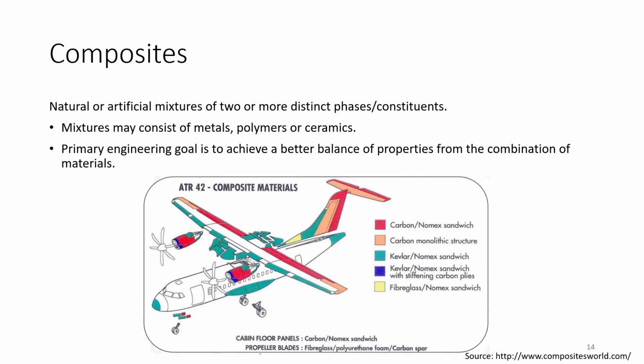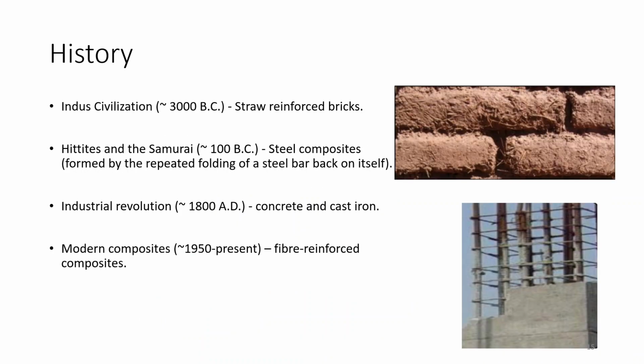So then we went through the definition of composites. Natural or artificial mixtures of two or more distinct phases or constituents are known as composites, and the mixtures may consist of metals, polymers and ceramics. The primary engineering goal is to achieve a better balance of properties from the combination of materials. These are made with the help of carbon honeycomb sandwich, carbon monolithic structure, Kevlar honeycomb sandwich, with stiffening carbon plies, etc.